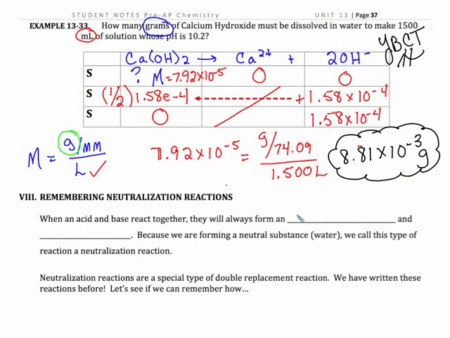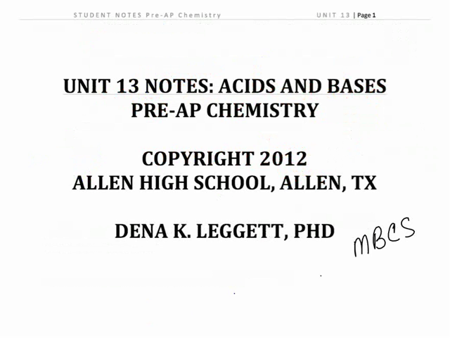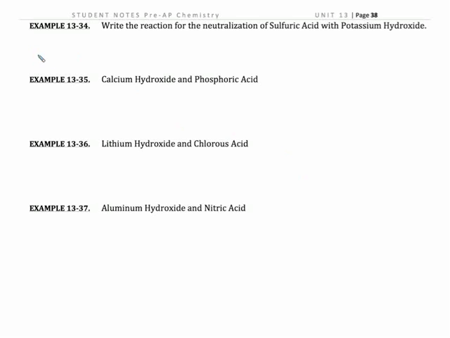When an acid and base react together, they will always form an ionic salt plus water, and it's called a neutralization. We're going to be looking at full neutralizations, and the ones we'll be doing are straightforward double replacement reactions. So let's refresh our memory on how we did those.